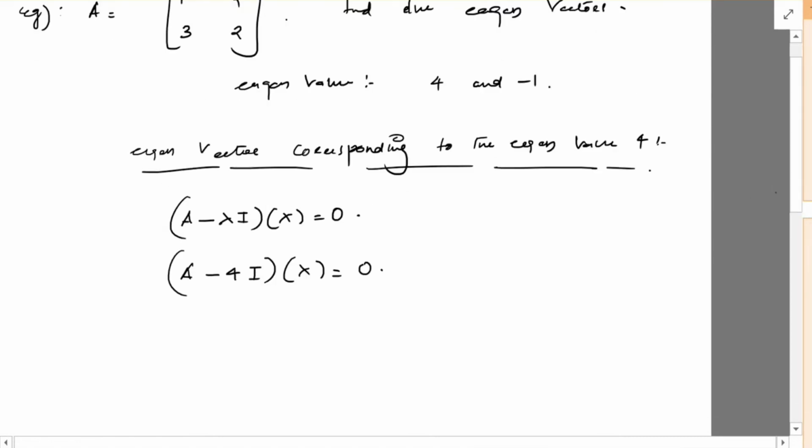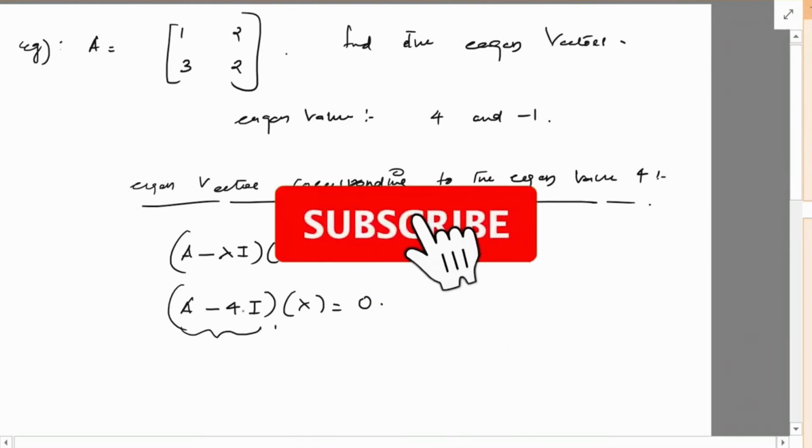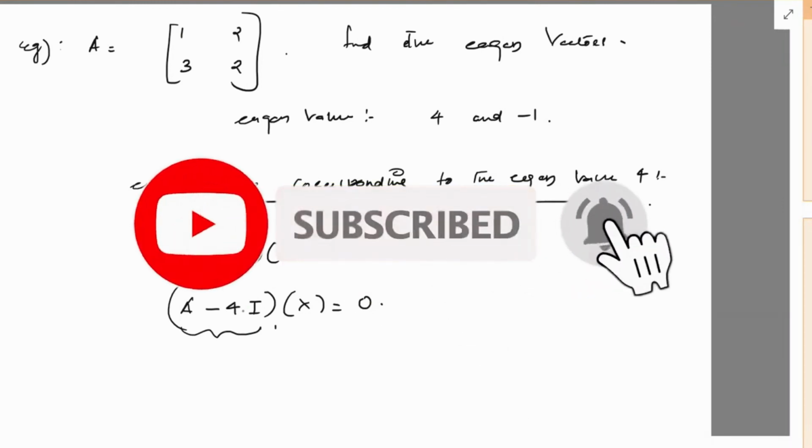What is this A minus 4I? A minus 4I means subtract 4 from the diagonal entries of A. A is given, so you have to subtract 4 from the diagonal entries of A. What will be A minus 4I?